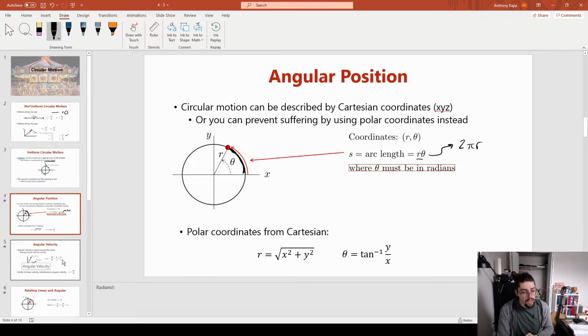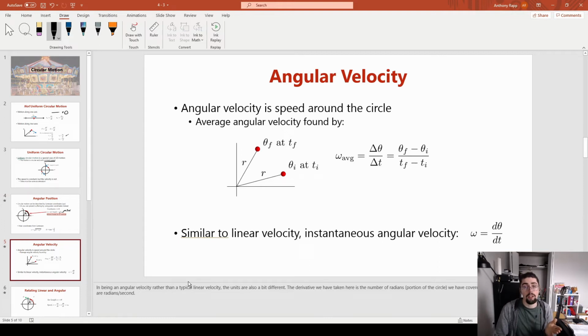So naturally, as we're talking about these things, you start from position, you go down a derivative step, you end up at velocity. We similarly have velocity, right? But now it's called angular velocity instead of just velocity, or linear velocity if you really want to be specific. It's called angular velocity because it talks about how fast we are going around our circle. So angular velocity is represented by this symbol, lowercase omega.